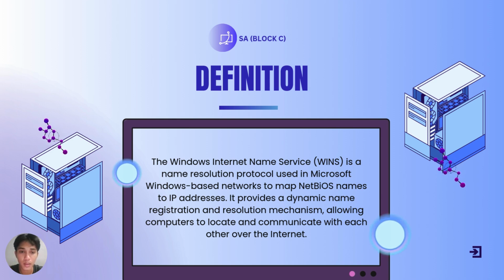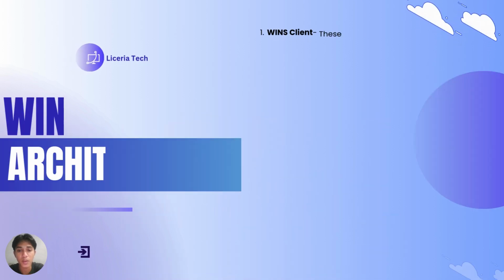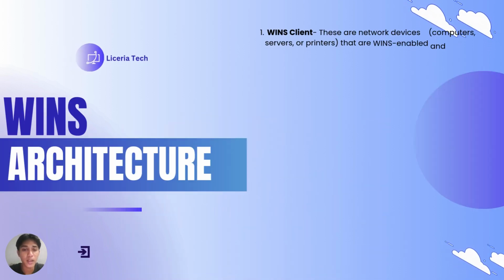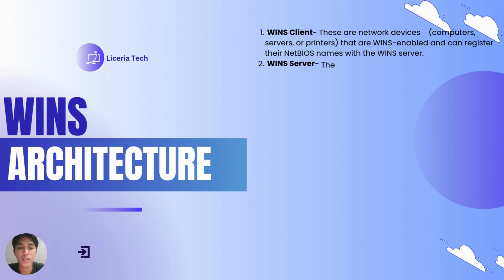So now let us talk about WINS architecture. So the architecture involves several key components that interact with each other to enable centralized and dynamic name resolution. So here's an overview of the WINS architecture and how its components fit together.